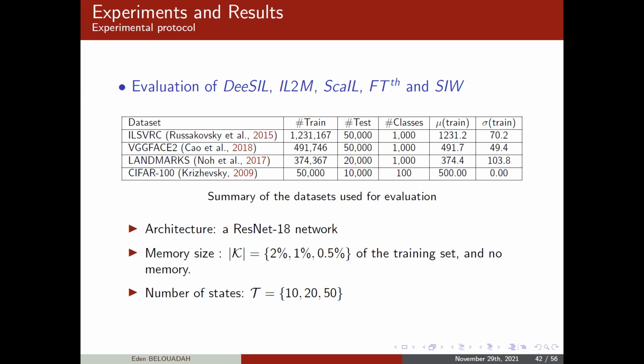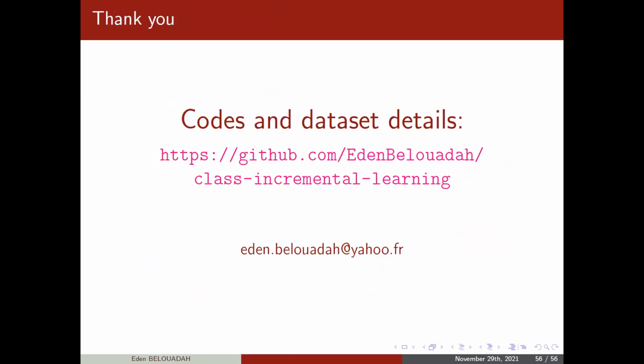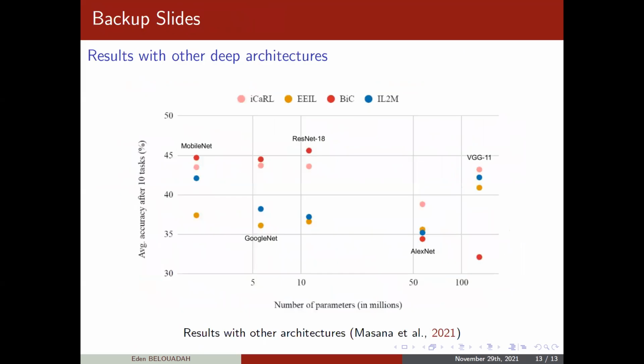Now, if we change the architecture of the neural network, in this thesis we did not vary the neural network, but this was done in the study of Masana and his colleagues. So they tried many architectures: MobileNets, GoogLeNets, ResNet 18 that we use in our experiments, AlexNets, and VGG 11. And the surprising result was that sometimes the performance of the algorithms changes completely. For example, here BiC, the bias correction layer, performs better on MobileNet.